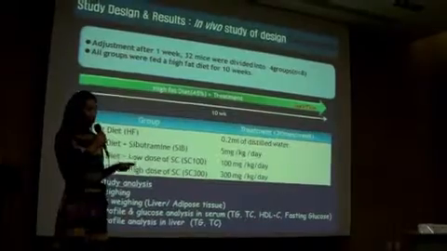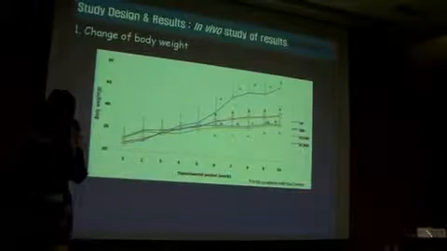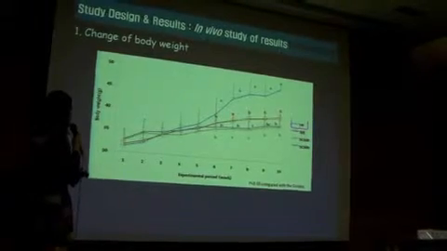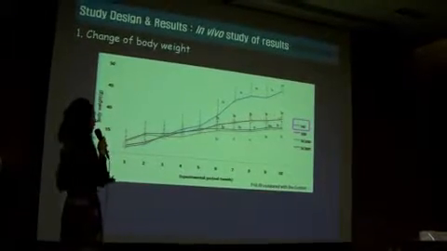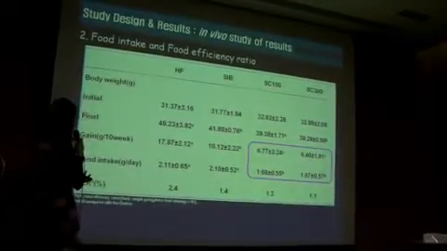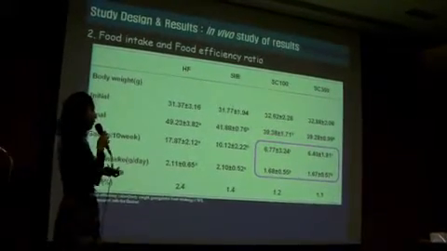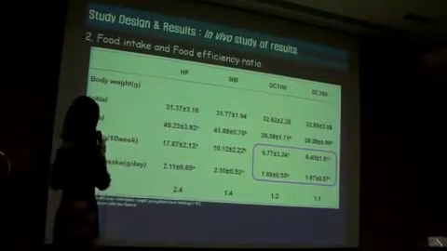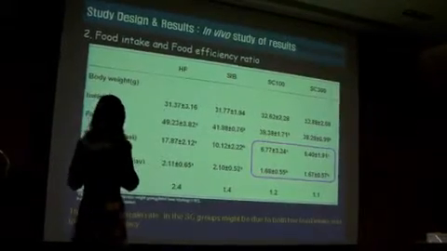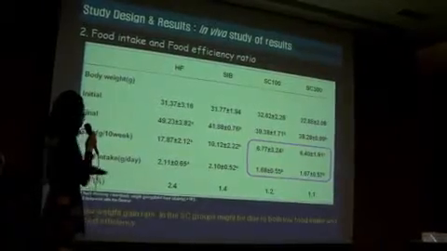Now we can see the result of the animal study. Here, as you can see in this graph, the body weight was the highest in the HF group compared to the others from 6 weeks. And as you can see in this table, body weight gain and food intake also were lower in the SC groups compared with the HF group. So the result suggests that the low weight gain rate in the SC groups might be due to both low food intake and efficiency.